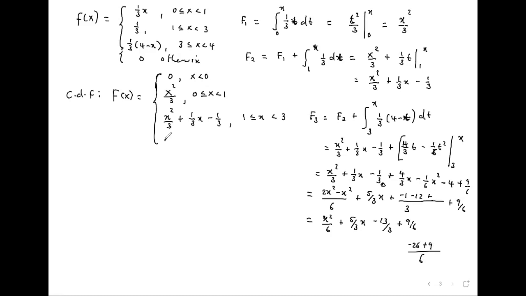So what we have is x squared over 6 plus 5 over 3x minus 17 over 6 for 3 less or equal to x less than 4. And for the CDF, we don't say 0 otherwise, we say 1 when x is greater or equal to 4. That's where it ends. That's the CDF.